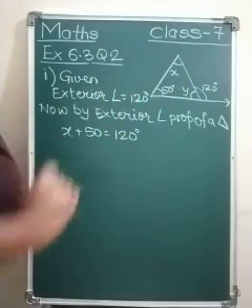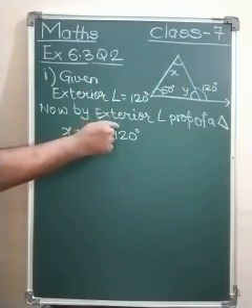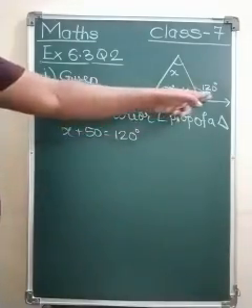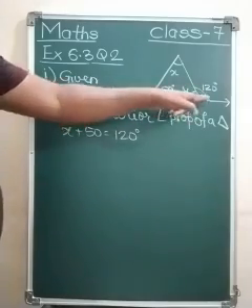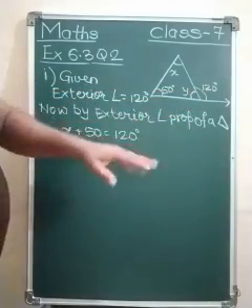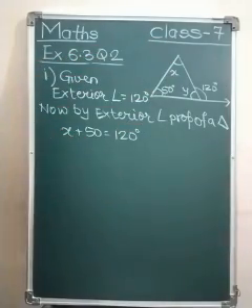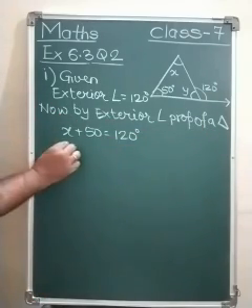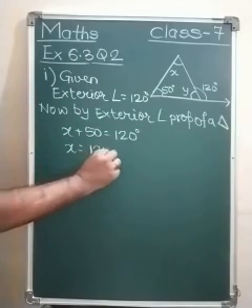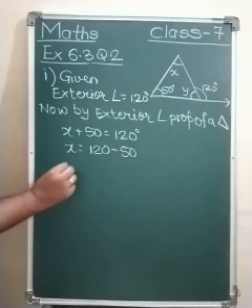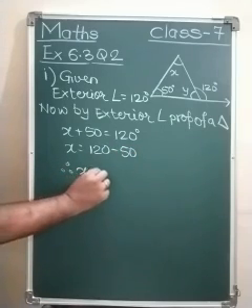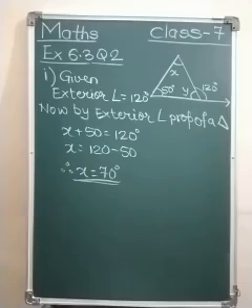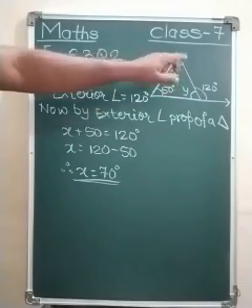That means our answer is correct. But the first thing that we applied here, since we are dealing with the triangle chapter, is the property of a triangle. In the examination, you can use the linear pair property also, no issues. So x plus 50 equals 120 degrees. x equals 120 minus 50. Therefore, x equals 70 degrees. So we have found the value of x.